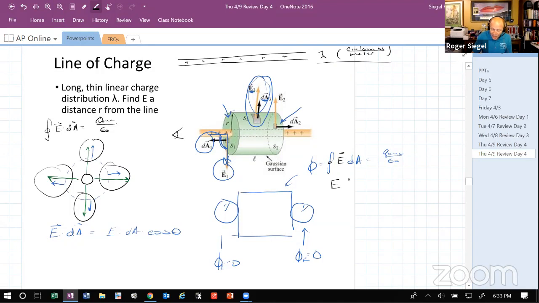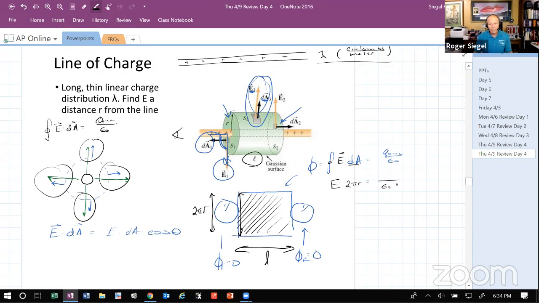This just becomes E. The length of the cylinder from here to here is L. And this part of the cylinder, you may remember from earlier, is 2 pi r, the circumference of this circle. So this middle part, when I integrate the dA, I get 2 pi r times L, and over here I get the Q enclosed over epsilon naught.